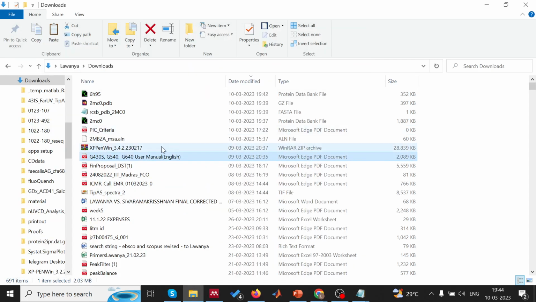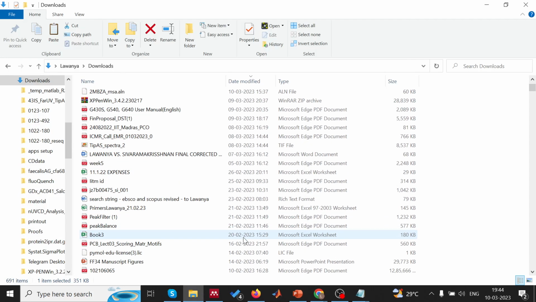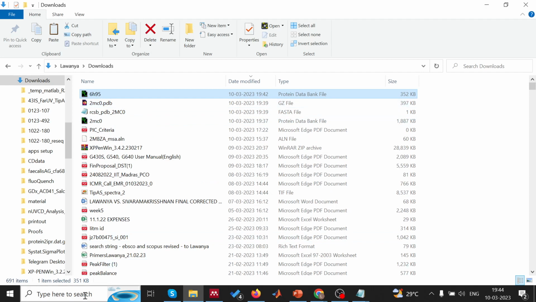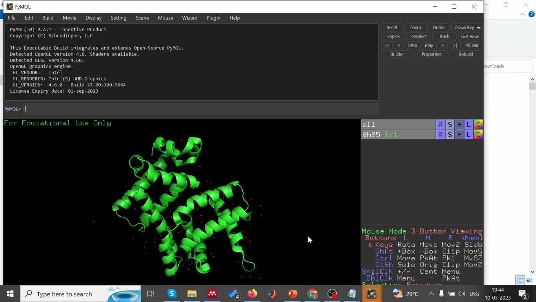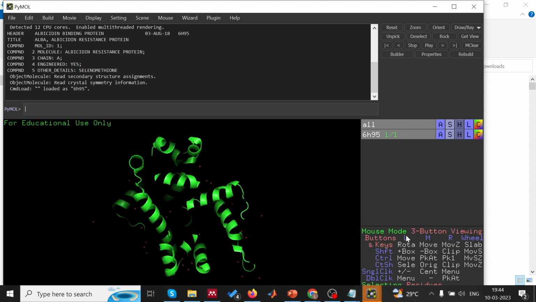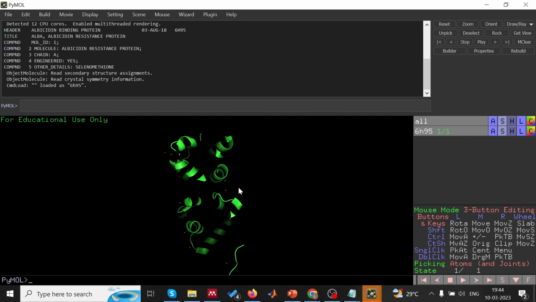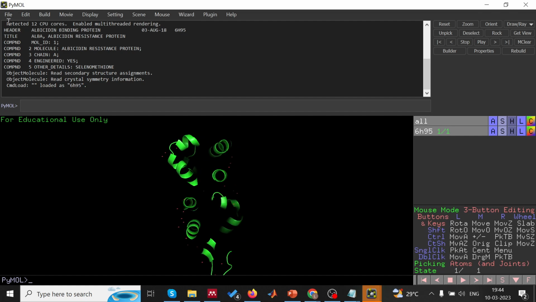Now, if you look into the structure in PyMOL as well, I think it's taking some time. So we will definitely be doing this in other classes.